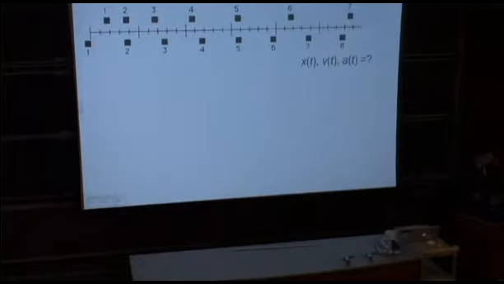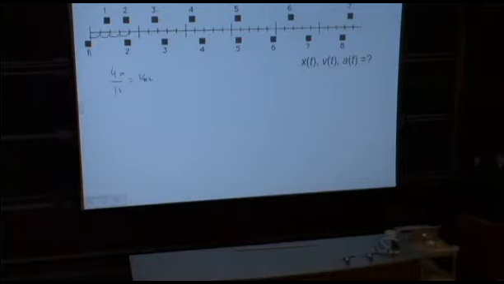Well, for this guy, it travels 1, 2, 3, 4. We can call it 4 units or 4 meters over 1 second. That's the average, instantaneous velocity of the object number 2.